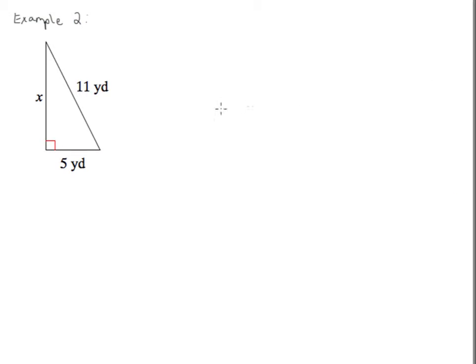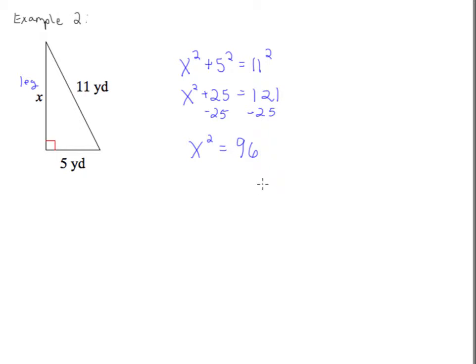Example 2, the missing side happens to be a leg because it's the side that forms the right angle. So we would set this up with x squared plus 5 squared equals 11 squared. Using our algebra, simplifying this problem down until we get x squared is equal to 96. Then we take the square root of 96. Notice I only use the positive because we're looking at distance of this object.